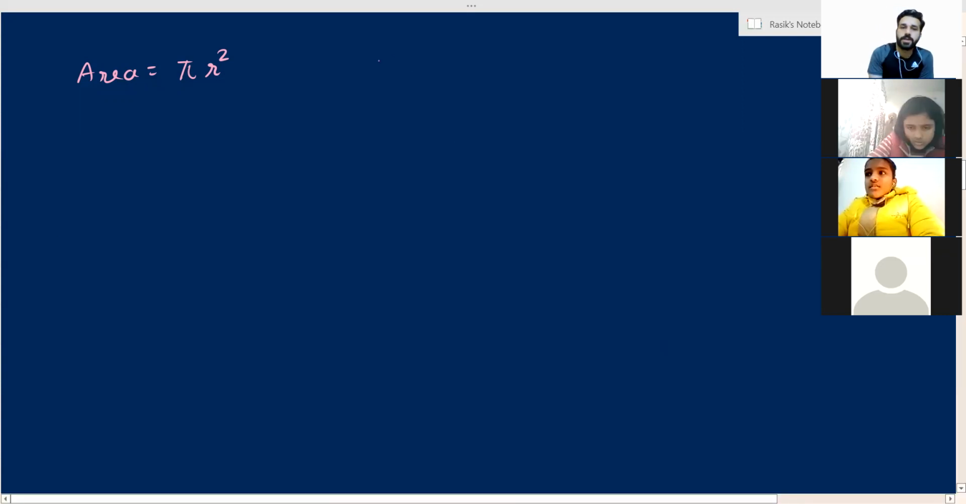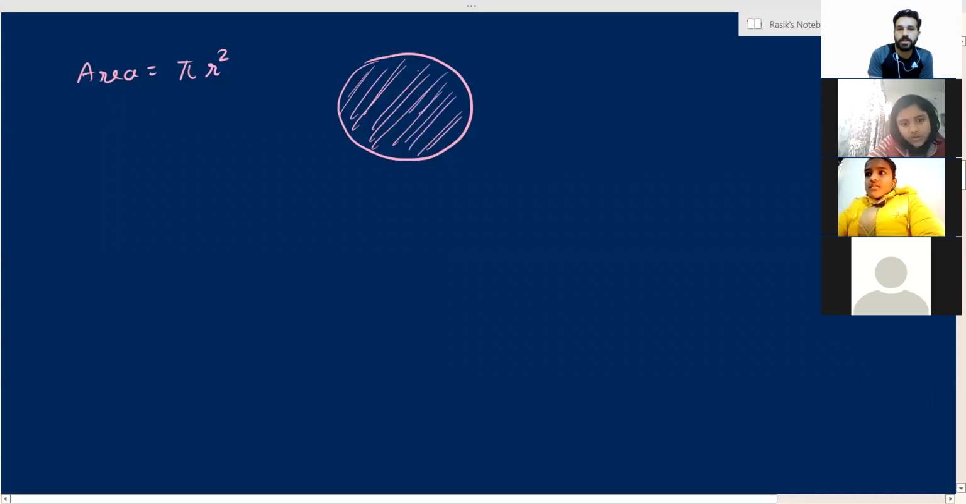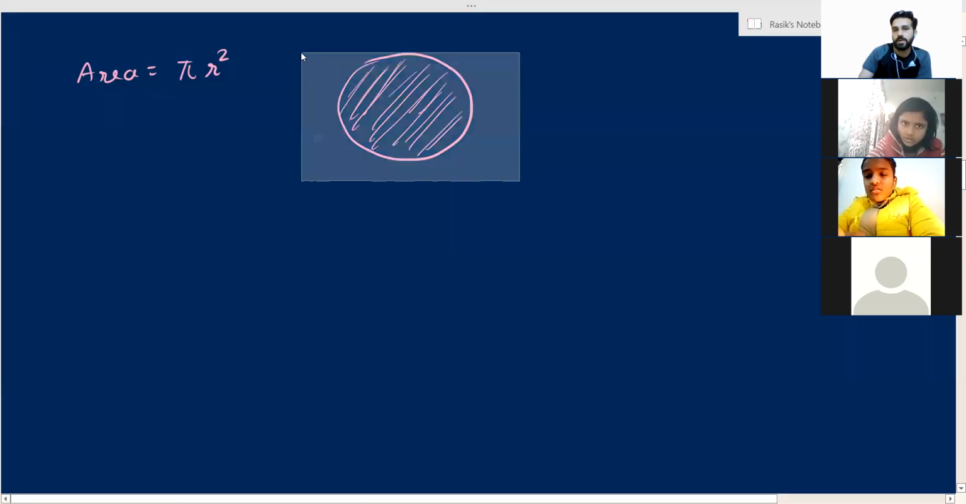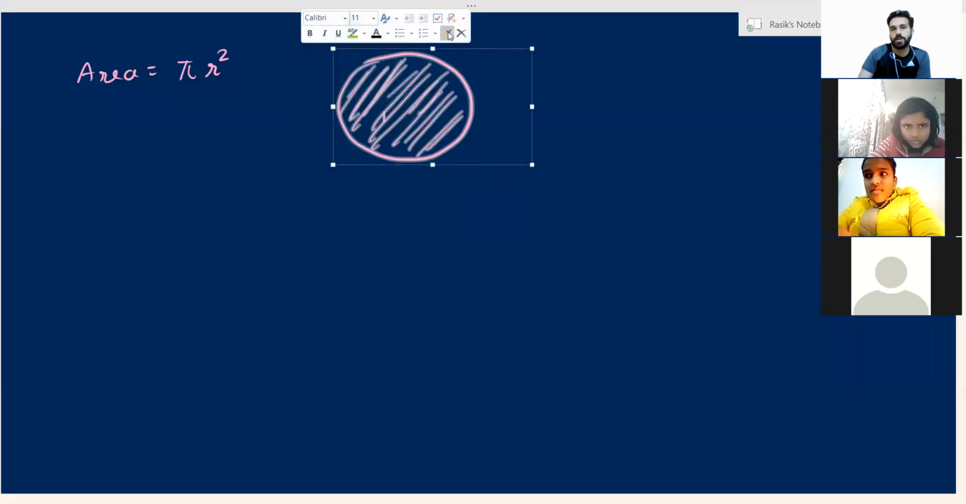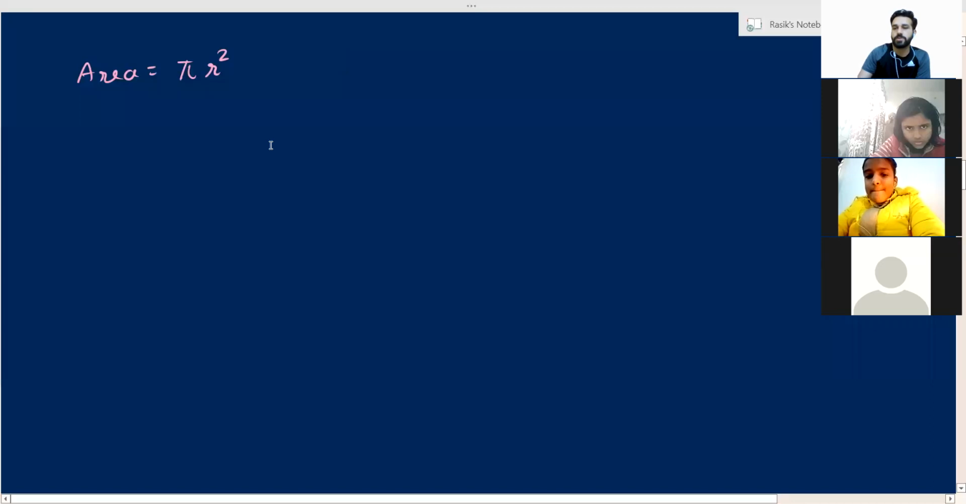And do you know what is area? Area means the region that is inside the circle. Okay, so this is area. The unit of area is centimeter square or kilometer square or meter square or hectometer square or whatever.